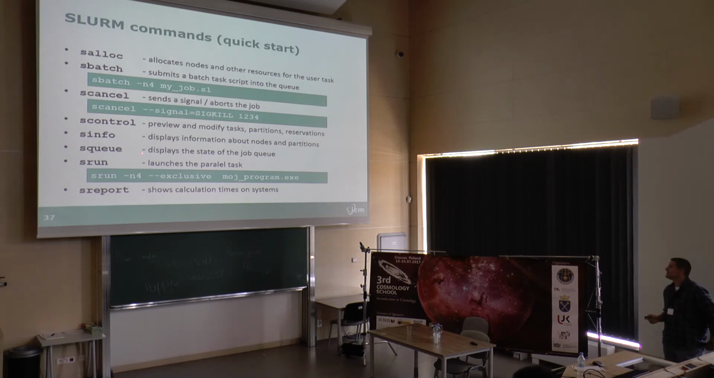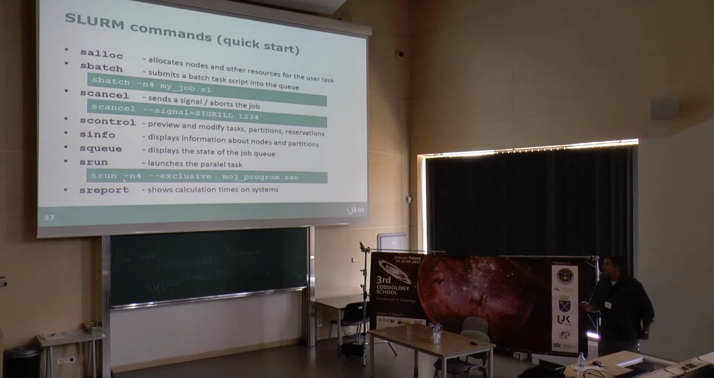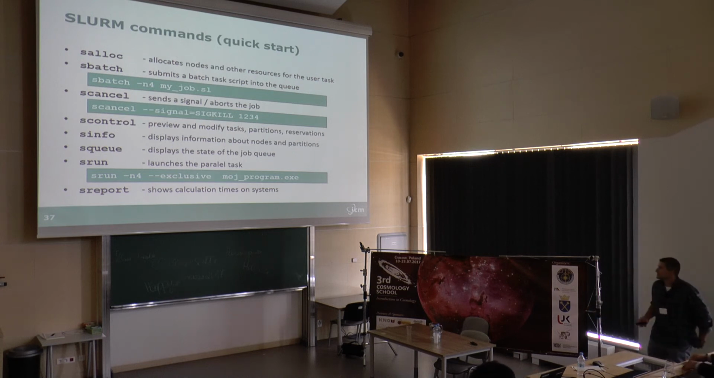Then you can also, for example, ask. One of the most important commands is the squeue command, which displays the state of the job queue. So you can see all the jobs that are currently running on the system. And then another important command is the srun command, which launches the parallel task. So if you are applying for 4 processes, then to run an application which will use those 4 processes and actually 4 cores, you have to use the srun command with the name of your program and with the number of processes that you want to use.